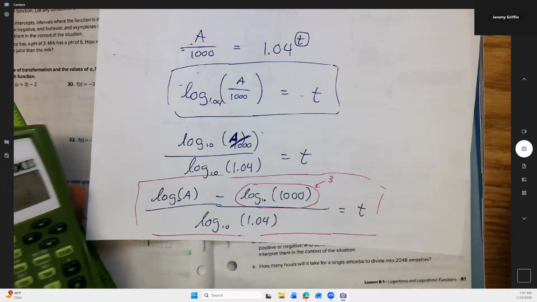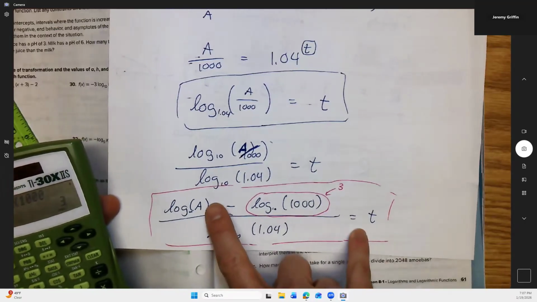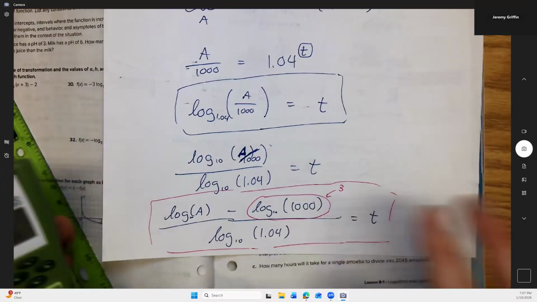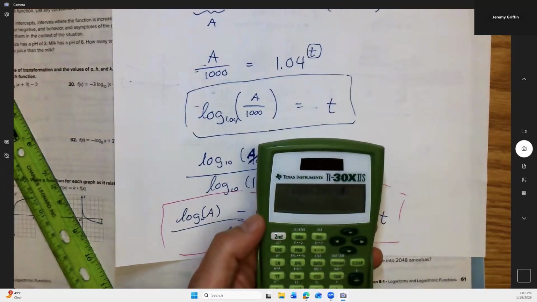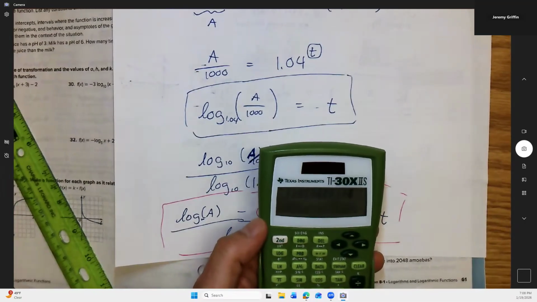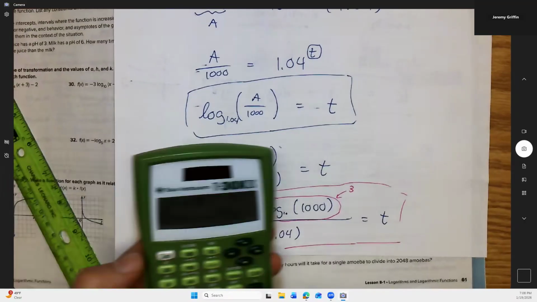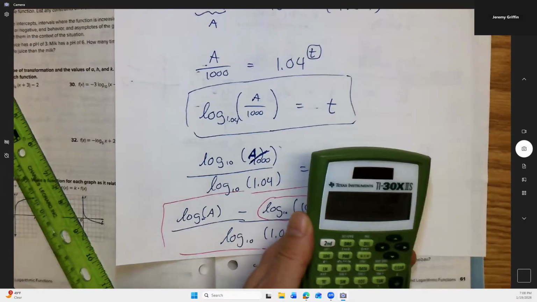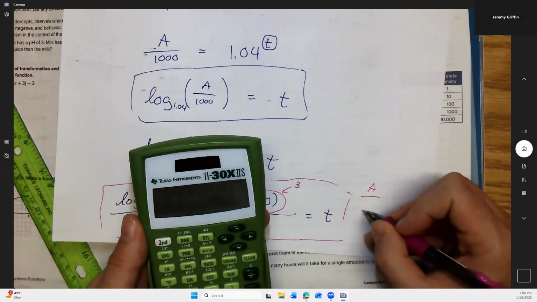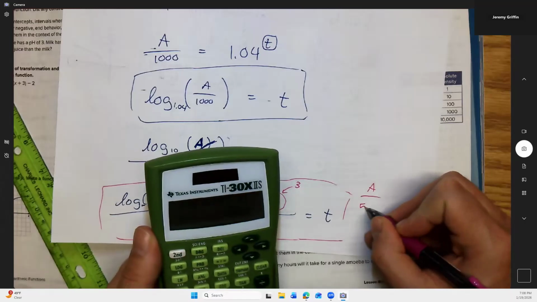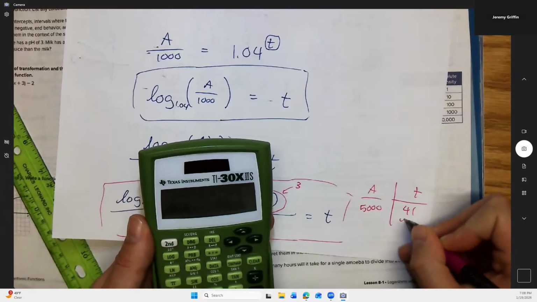So what if I was shooting for $5,000? How much time would it take to reach $5,000 from $1,000 principal? So I can go log of $5,000, for targeting, minus, well, this is 3, so I'll just call it 3. And then divide that by log of 1.04. It's telling me that for the amount to go to $5,000, the time would be 41 years.